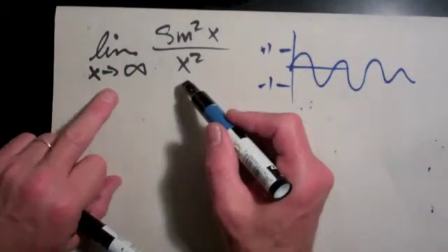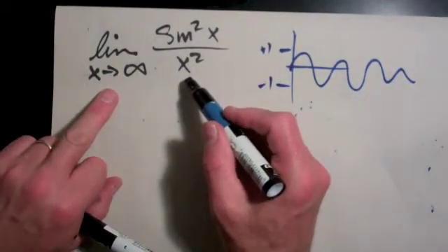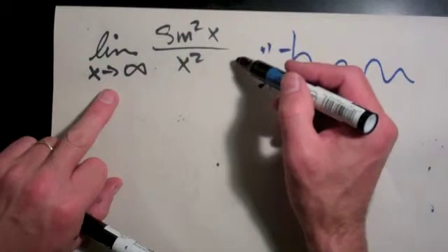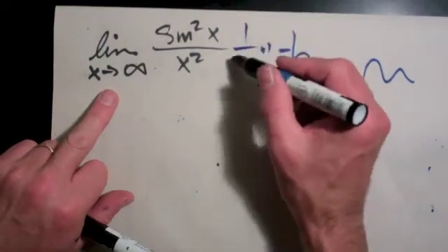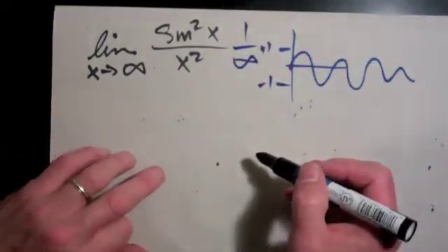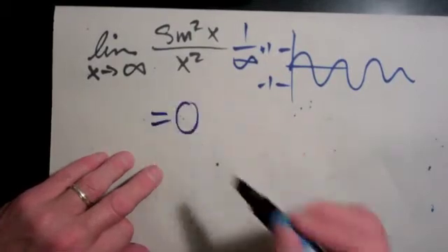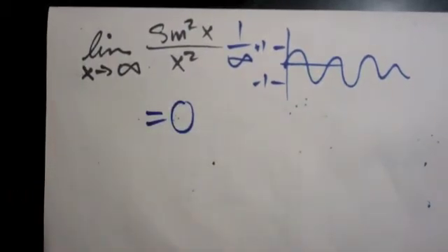But this value is going towards infinity. So a fixed number over infinity is going to be really, really small, going towards 0. Okay? There you go. 3 straightforward problems.